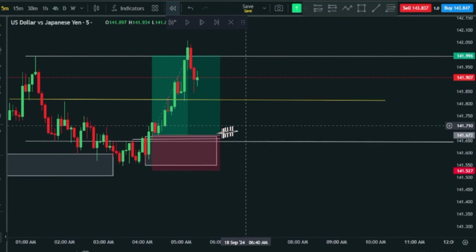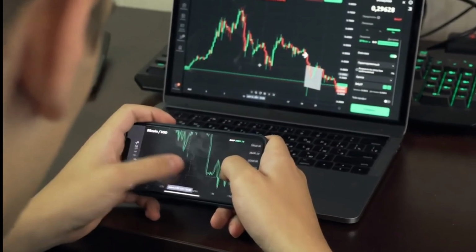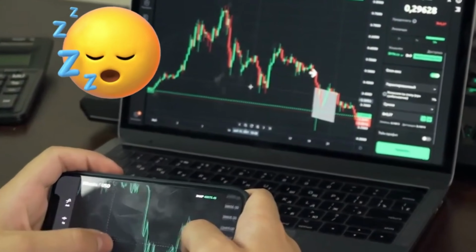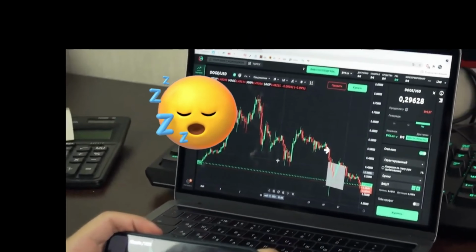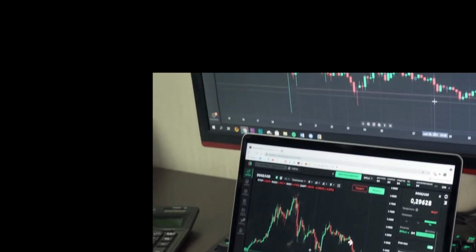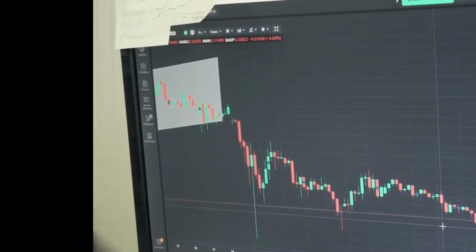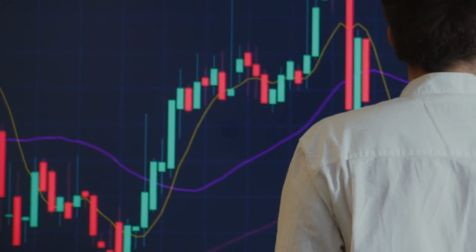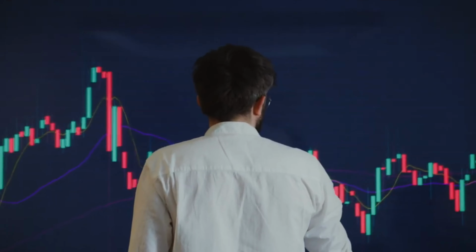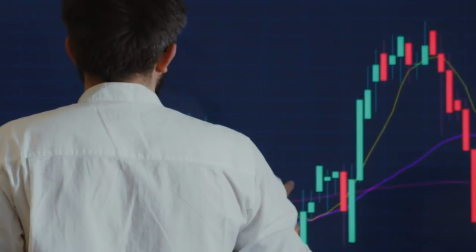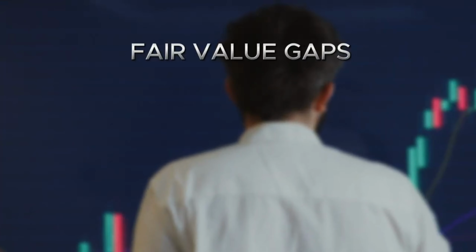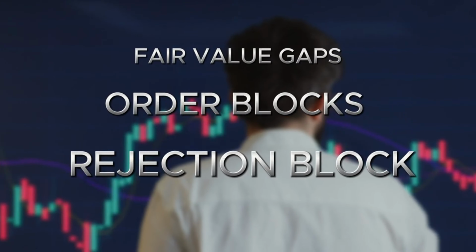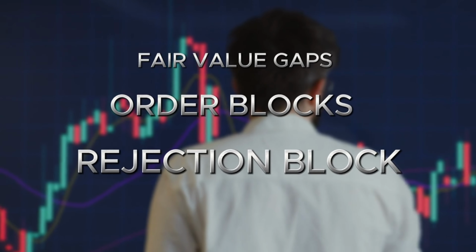Let's move on. Let me take you back to a time when I was just getting started with trading. It was one of those late nights, staring at the charts, trying to make sense of the chaos before me. I remember the frustration, the constant feeling of missing out on trades, and the overwhelming complexity of the market. But then, after understanding the hidden dynamics behind fair value gaps, order blocks, and rejection blocks, that changed everything.